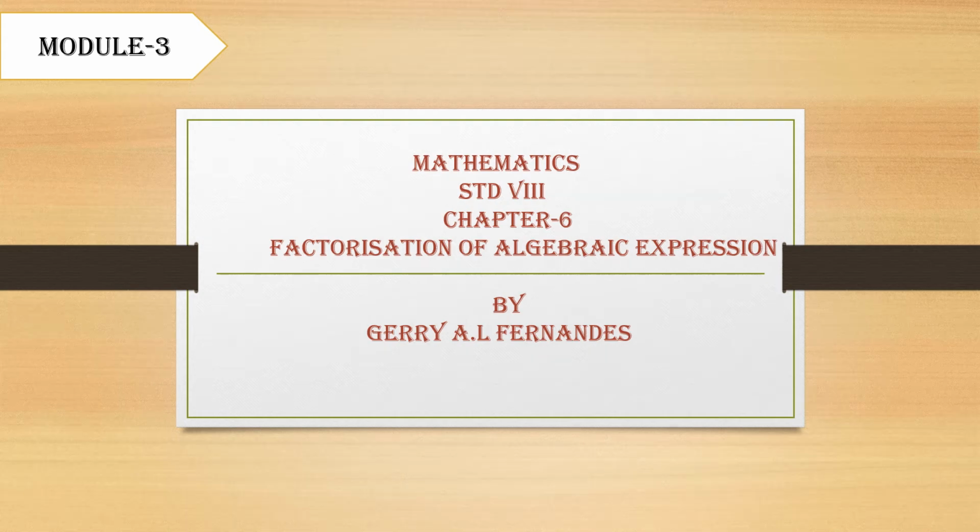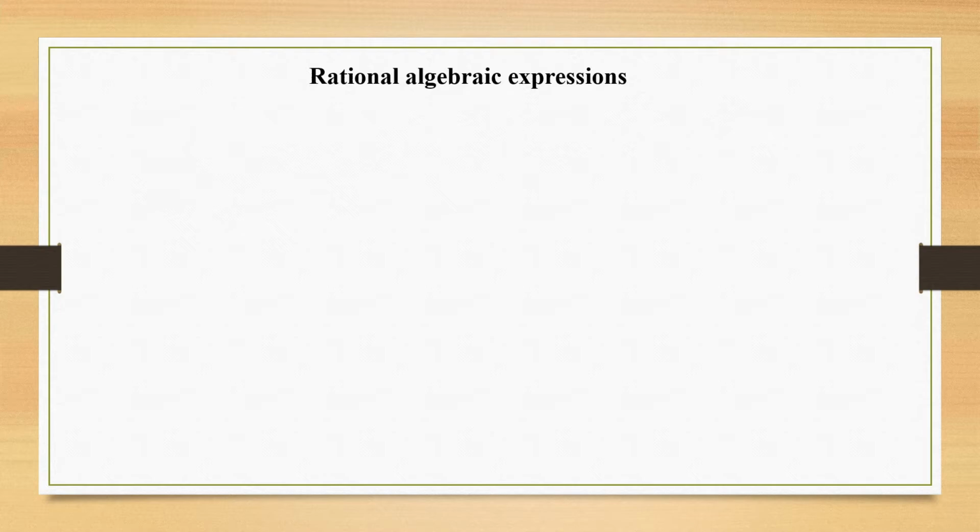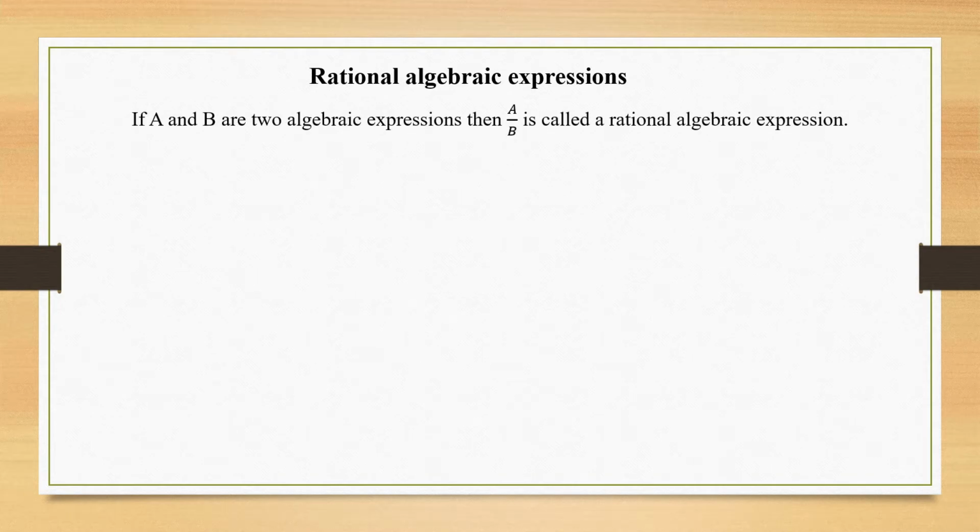8th Standard Mathematics, Chapter 6, Factors of Algebraic Expression, Module 3. Rational algebraic expression. If A and B are two algebraic expressions, then A upon B is called a rational algebraic expression.